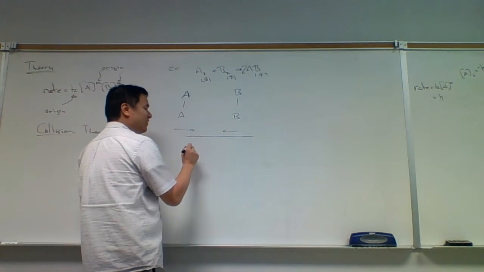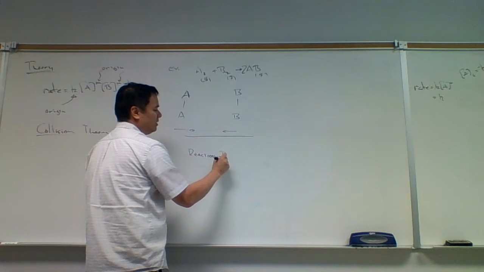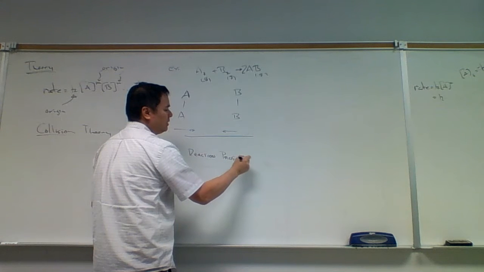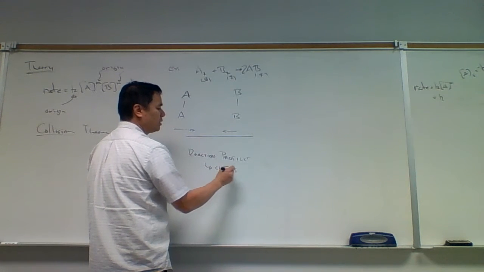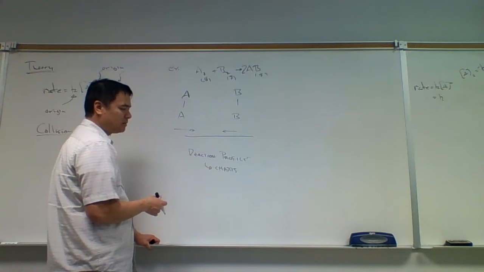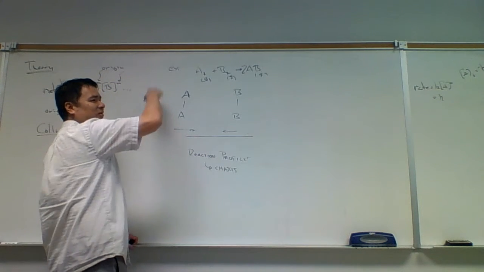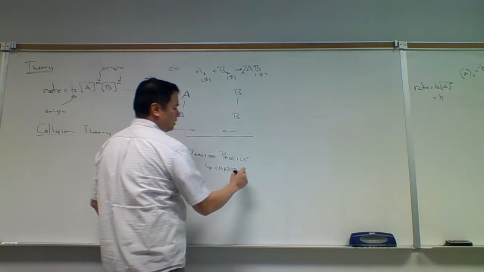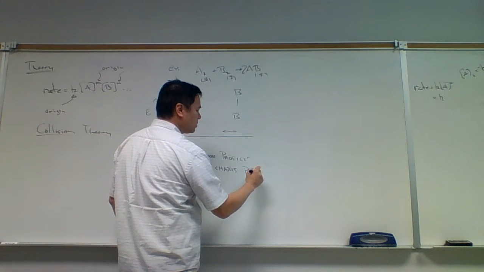This is going to be called a reaction profile. What a reaction profile does is chart the progress of the reaction in a relative sense, kind of a time sense, versus energy. So in a reaction profile, we plot energy on the y-axis and chart the progress of the reaction.